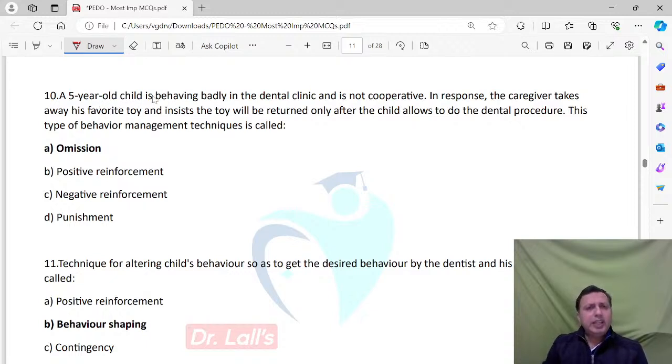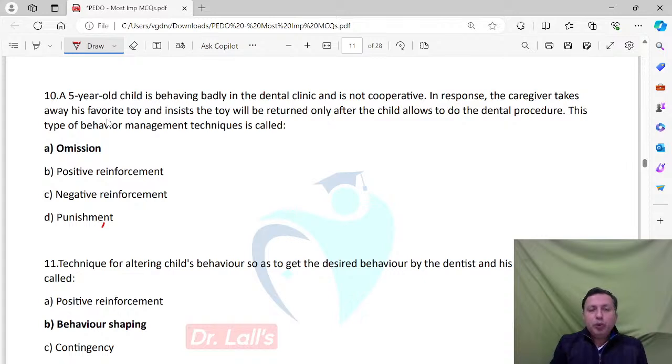A 5-year-old child is behaving badly in the dental clinic and is not cooperative. In response, the caregiver takes away his favorite toy and insists the toy will return only after the child allows the dental procedure to be done. This type of behavior management technique is called omission, positive reinforcement, negative reinforcement, or punishment? Now, if you remember the operant conditioning theory by Skinner, it has four stages, where the first is positive, second is negative, the third is omission, and the last is punishment.